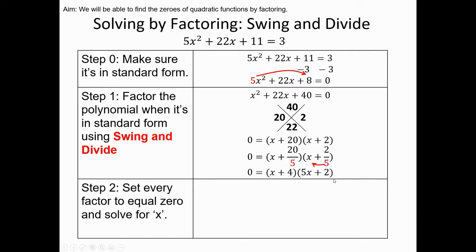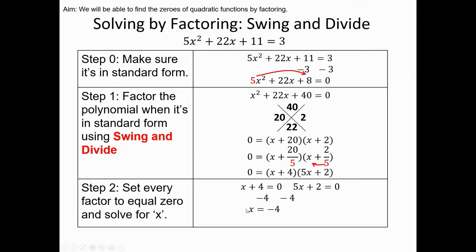Anyways, once we're done with that, we're just going to take these factors, set them equal to 0, and solve them. So x plus 4 equals 0. I'm going to subtract 4 on both sides. I get x equals negative 4. 5x plus 2 equals 0. Subtract 2 on both sides.